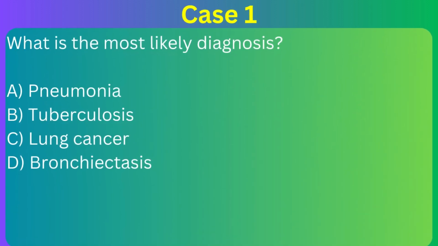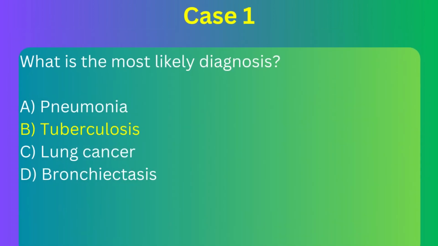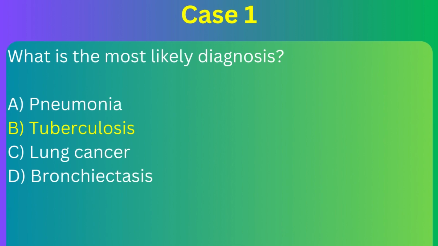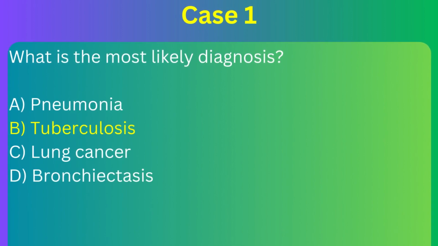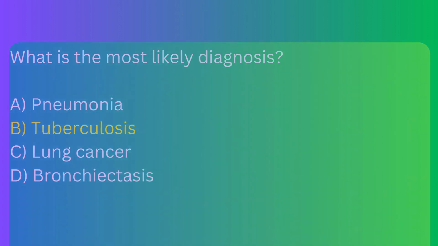A. Pneumonia. B. Tuberculosis. C. Lung cancer. D. Bronchiectasis. Correct answer B. The clinical presentation, radiological findings, and sputum examination results strongly suggest active tuberculosis infection in this adolescent patient.